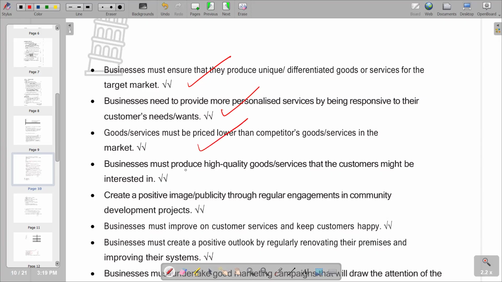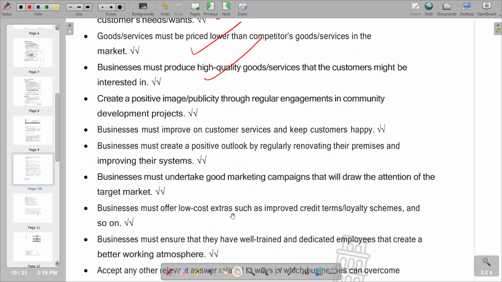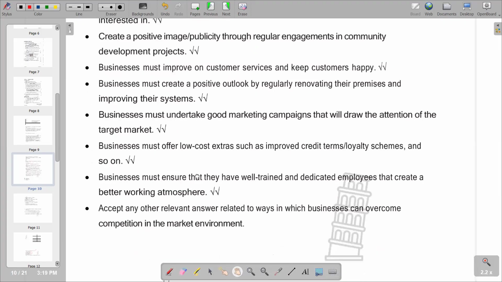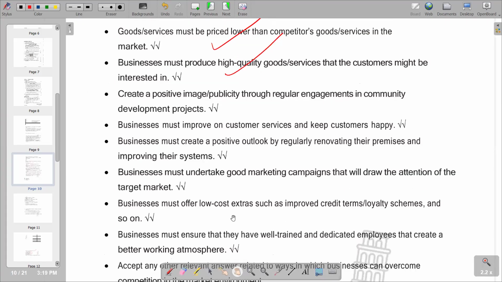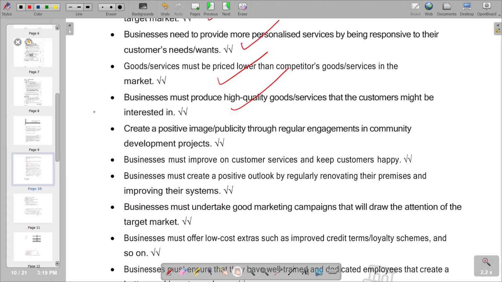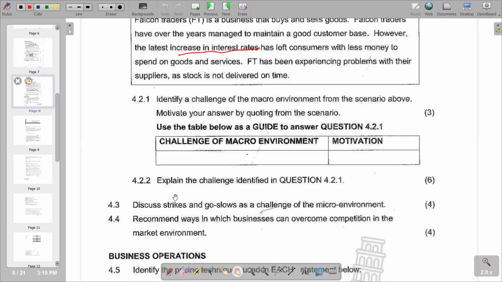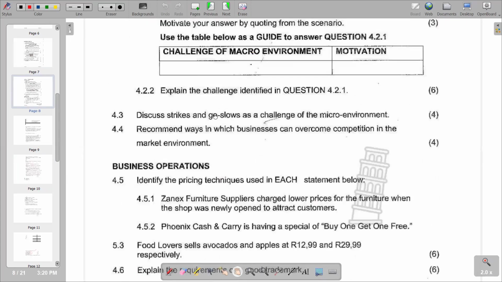Then we've got that businesses must produce high quality goods or services that the consumers might be interested in. So those are some of the ways that we can use so that the businesses will win customers. So these are some of the points that we can also include according to this point. I'm going to go to this question, as we are seeing that our question has got 4 marks. Obviously, it requires you to raise 2 points. So this is what we have, and then we go to the lower part.